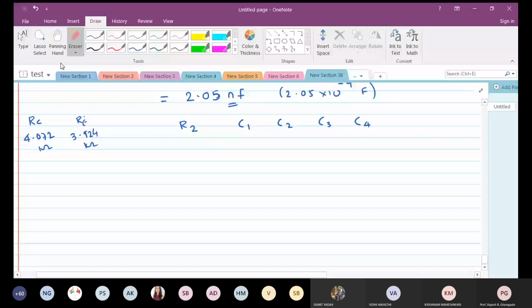R1 is what? 66.69 kilo ohms. R2 is 40.64 kilo ohms. C1 is 13.18 microfarad. C2 is 124.3 microfarad. C3 is 0.369 microfarad. C4 is 2.05 nanofarad.